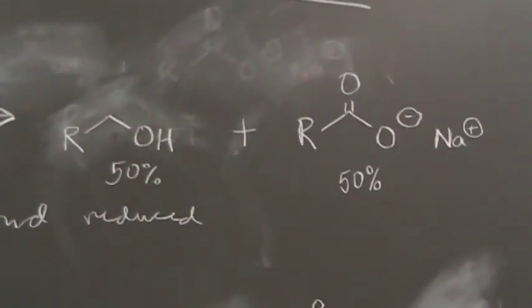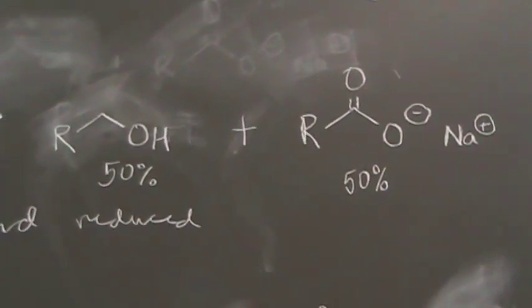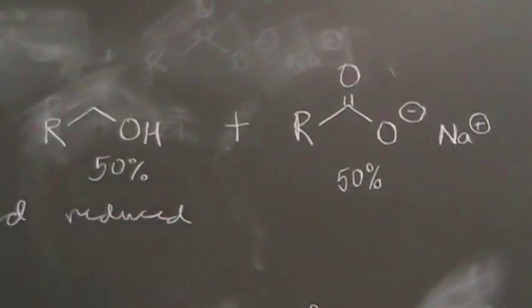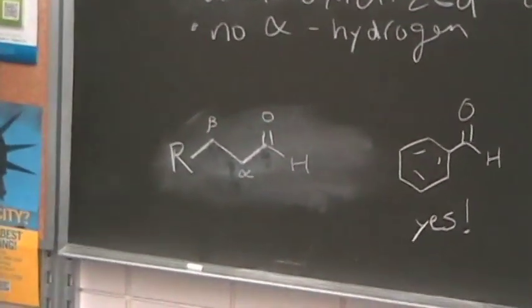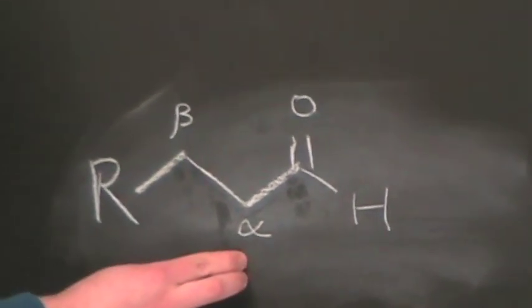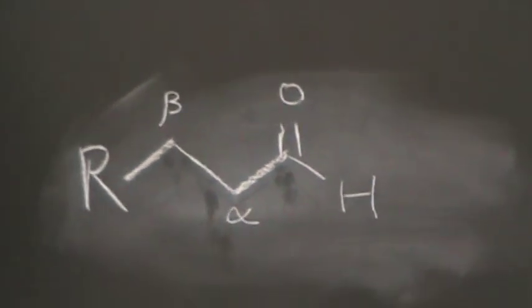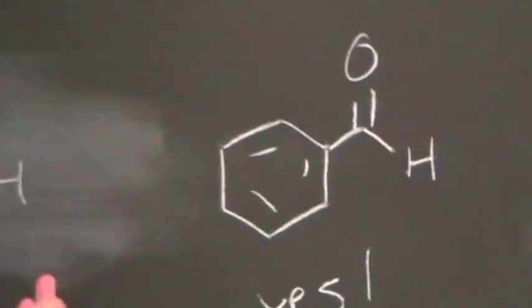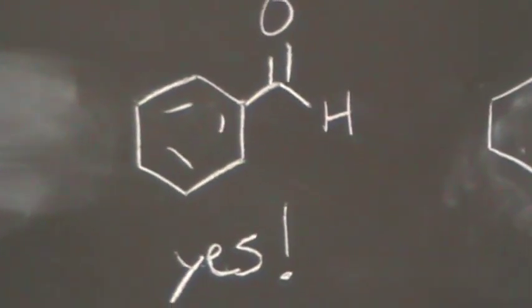This is a unique reaction because the aldehyde is both oxidized and reduced, this one reduced and this one oxidized. One important requirement for this reaction is that there be no alpha hydrogen to the aldehyde. The alpha carbon is adjacent to the functional group, and the beta carbon is 2 atoms away from the functional group. Benzaldehyde will work, and that's the example we're going to be using for the mechanism.